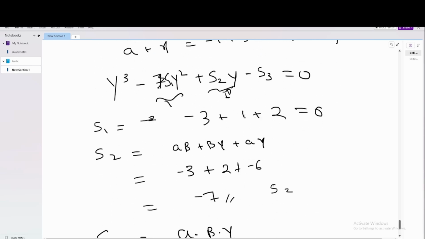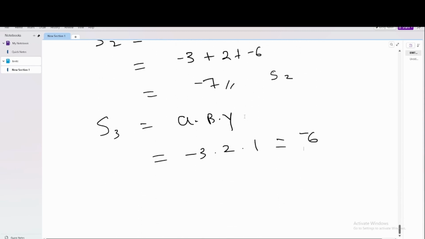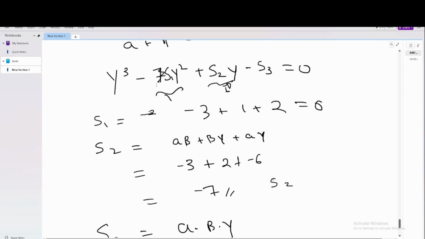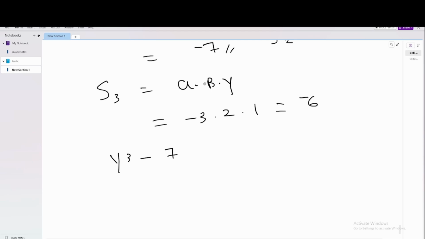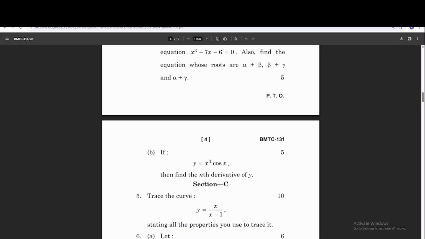The final term is y cube minus 7y, minus 6 is plus 6. This is the final term. So the next question is B.